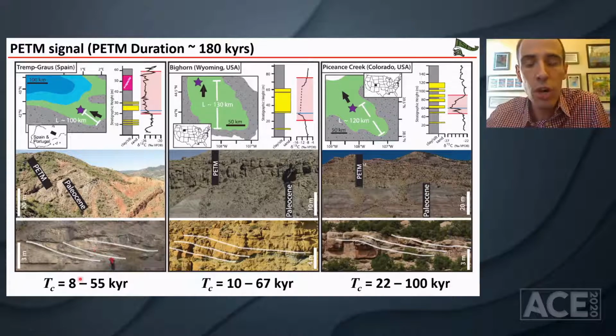So here, the note that I'll make for many of these systems is that the compensation timescale is shorter than the PETM. Okay, we've got compensation timescales that might be 10,000 up to 100,000 years, whereas the PETM is a little bit longer than that. Now, we'll talk about some implications for that in a second.